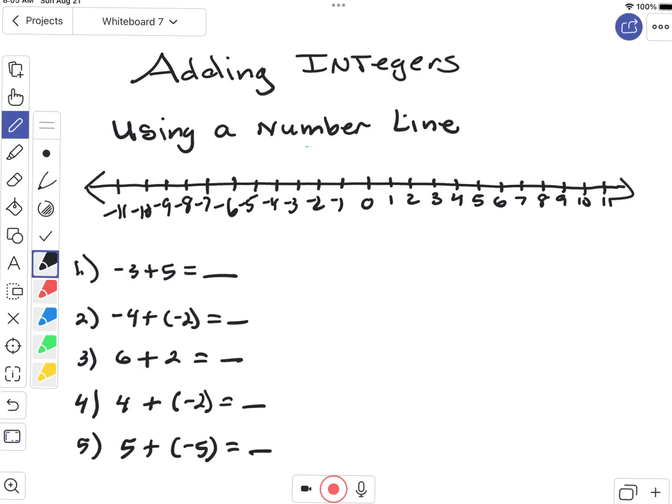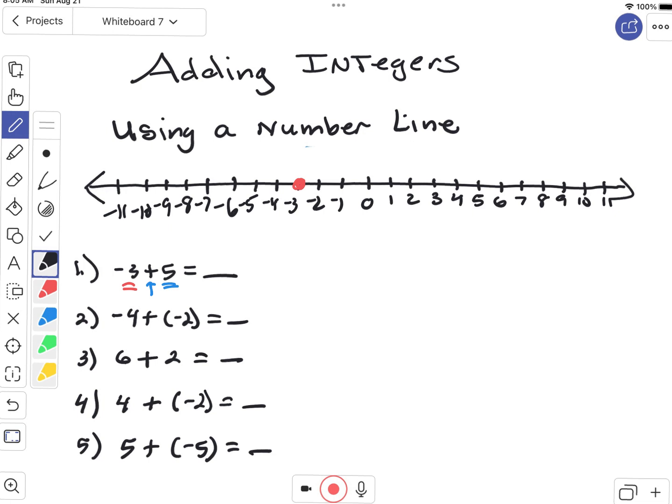Okay, so today we're going to go over adding integers using a number line, and then we'll do it again using tiles. So the very first number is where you want to start. So we're going to start at -3. If you were starting here at -3 and they want you to move, we're going to add 5 positives. So it's -3 plus 5 positives.